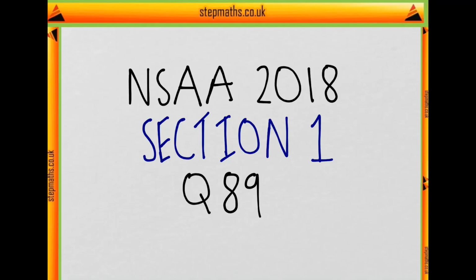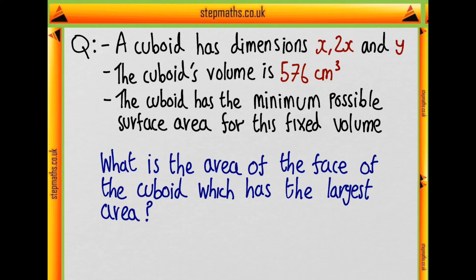This is question 89 from section 1 of the 2018 NSAA paper. In this question, we're given a cuboid. We're told it has dimensions x, 2x and y. We're told its volume is fixed as 576 cubic centimetres. And we're told the cuboid has the minimum possible surface area for this fixed volume. And we're asked what's the area of the face of the cuboid which has the largest area.